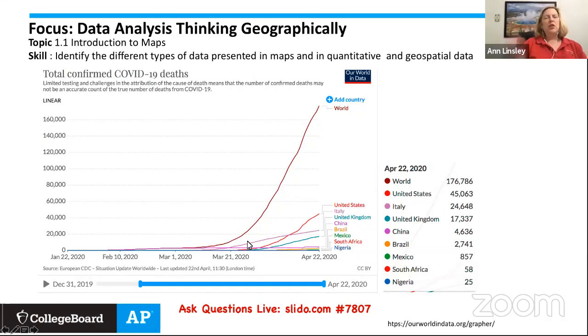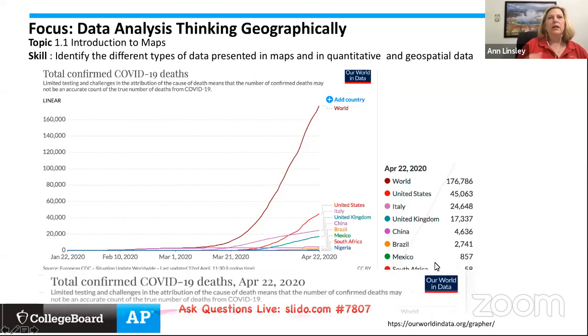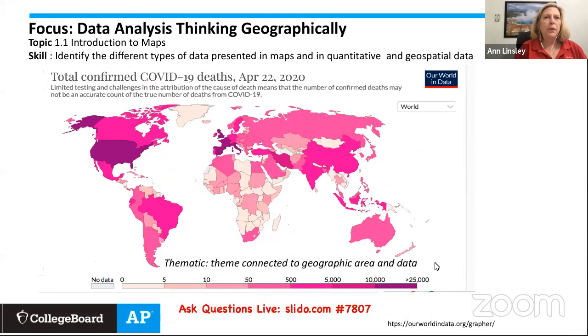So this graph is great. Okay, I can read this graph. It says clearly United States is highest and the world is even higher. Or I can look at it in a list. Oh, wow. Okay. Now, what happens when I look at it on a map?